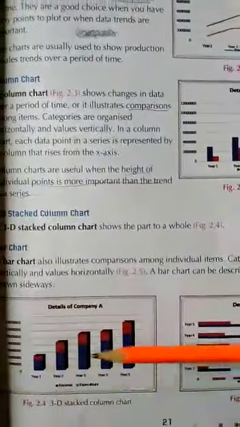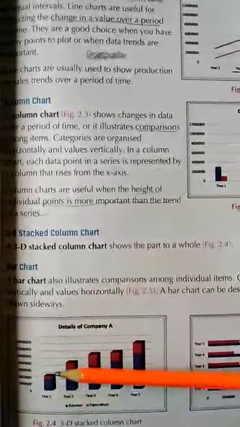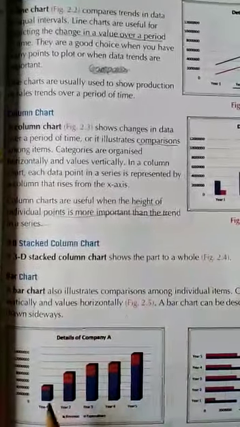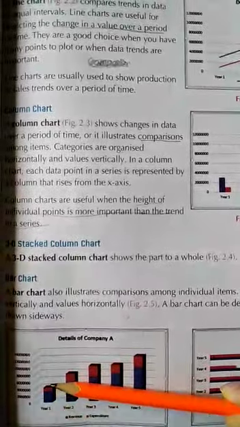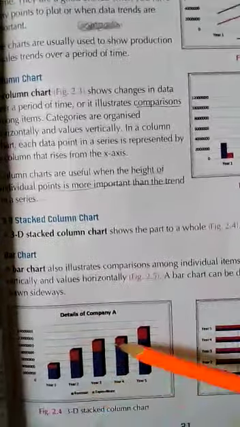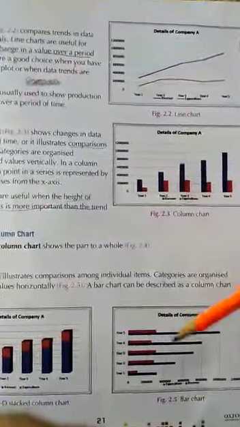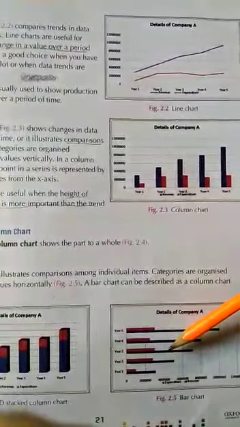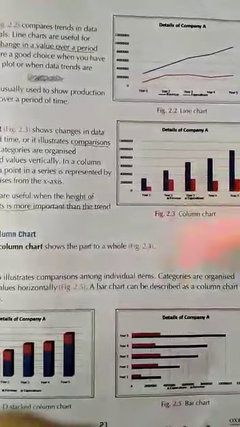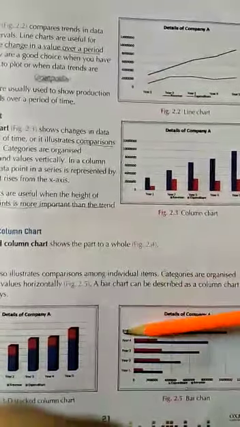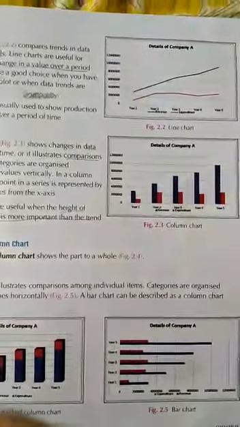Next is the 3D stacked column chart. It's almost like the column chart, but the comparison is done by placing the other component above it. See this picture. Then there is a bar chart. A bar chart is like this. You can say it is the horizontal view of the column chart. So you can see this. Here the years are placed vertically and the amount is placed horizontally.